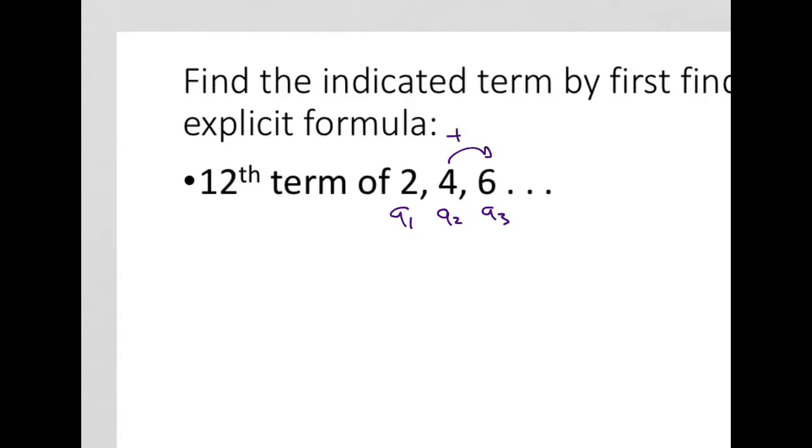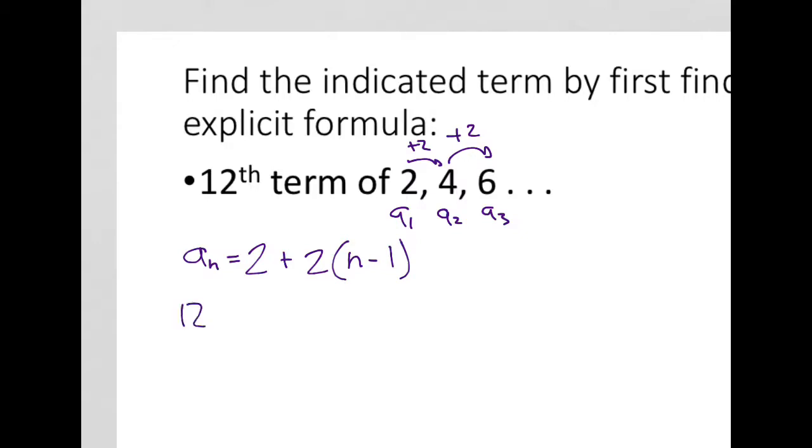We can tell that we are increasing by 2. If it's not obvious to you, do 6 minus 4 and you get 2. And notice that 4 minus 2 is also a positive 2. So we want to know what the 12th term is. And so we need to say that the nth term will equal the first term, 2, plus the common difference, which is also 2, times n minus 1.